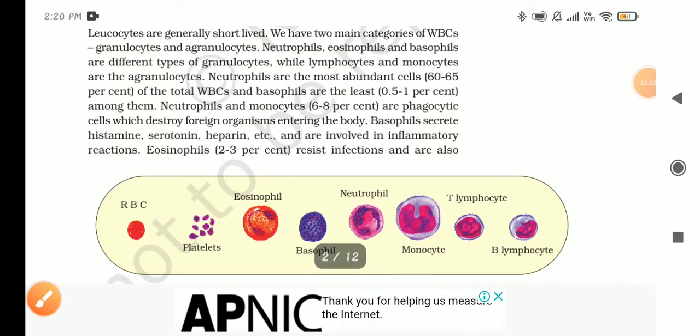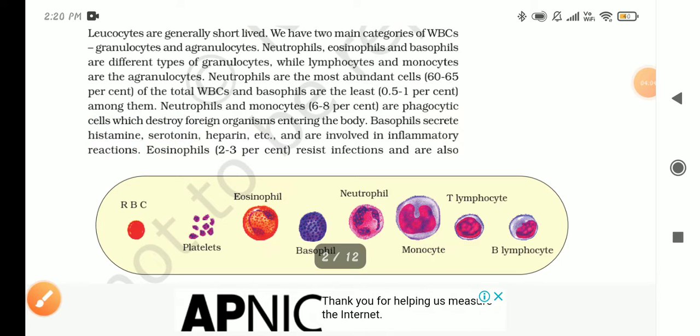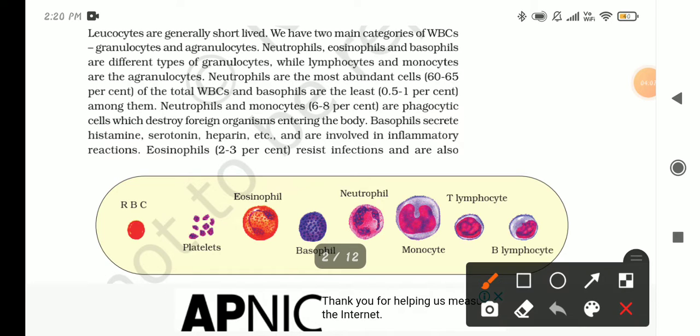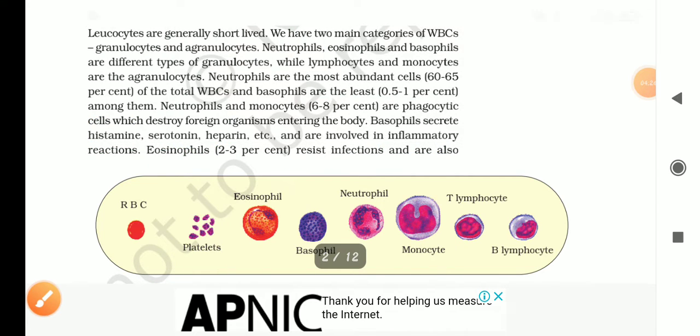Next, basophils secrete chemicals like histamine, serotonin, and heparin. These are secreted by basophils, and these are involved in inflammatory reactions. Eosinophils, about 2 to 3%, will resist infections.